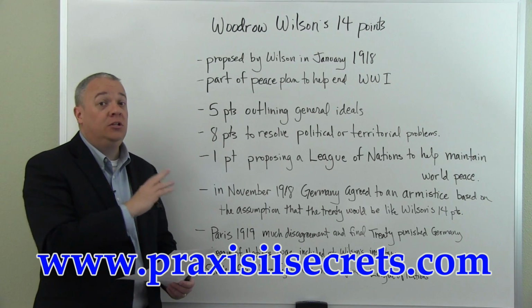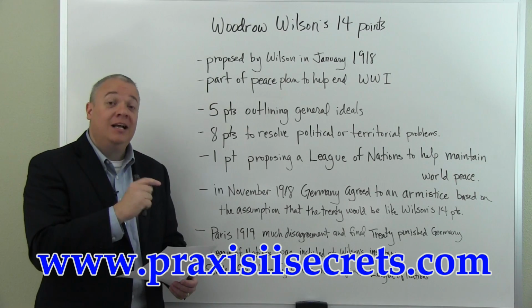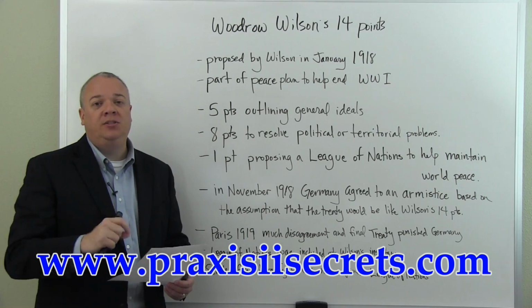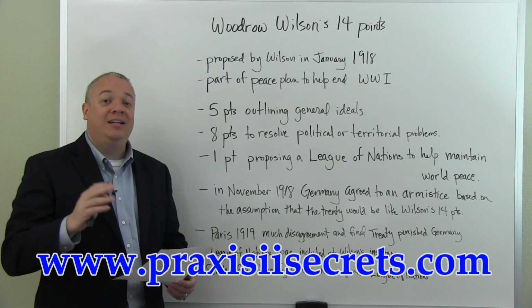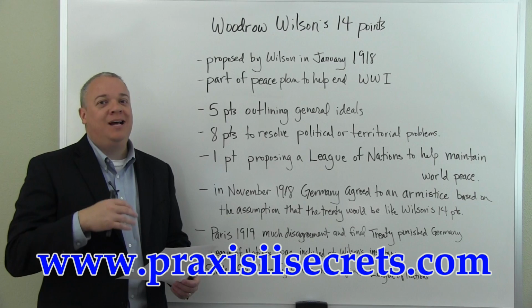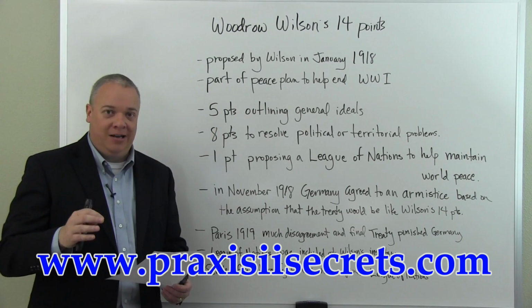Well, Germany was looking at Wilson's 14 points in November of that year, and based on the assumption that those 14 points would form the basis of a peace treaty, went ahead and signed an armistice. Now, an armistice is not a surrender. Germany was not saying we lose. They were saying we will cease firing on you.